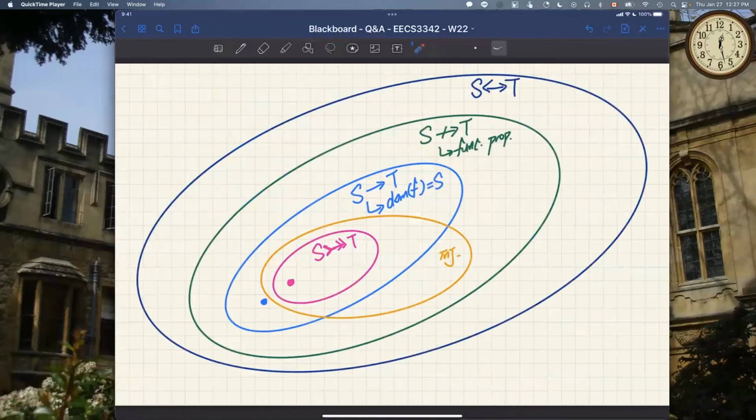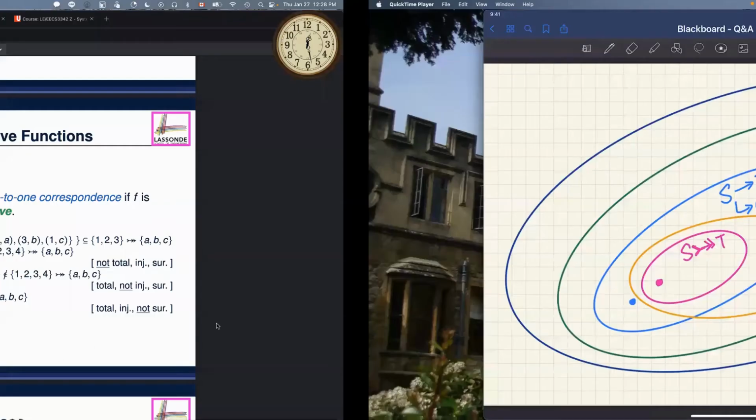Oh, got a chat question from Patrick. Let me see. Just to make sure, as long as a relation satisfies the functional property, then we can conclude that the relation is a partial function. That's correct. That's correct. That's the very definition of partial function, right?